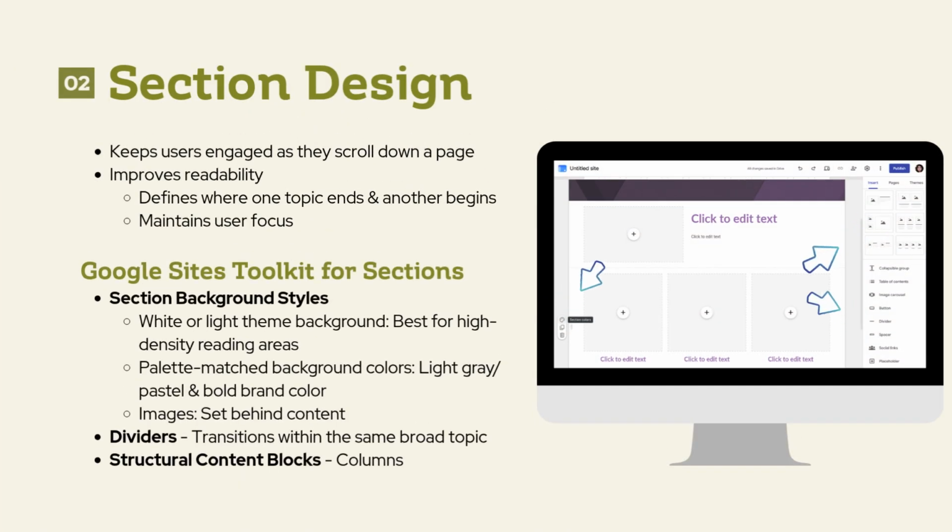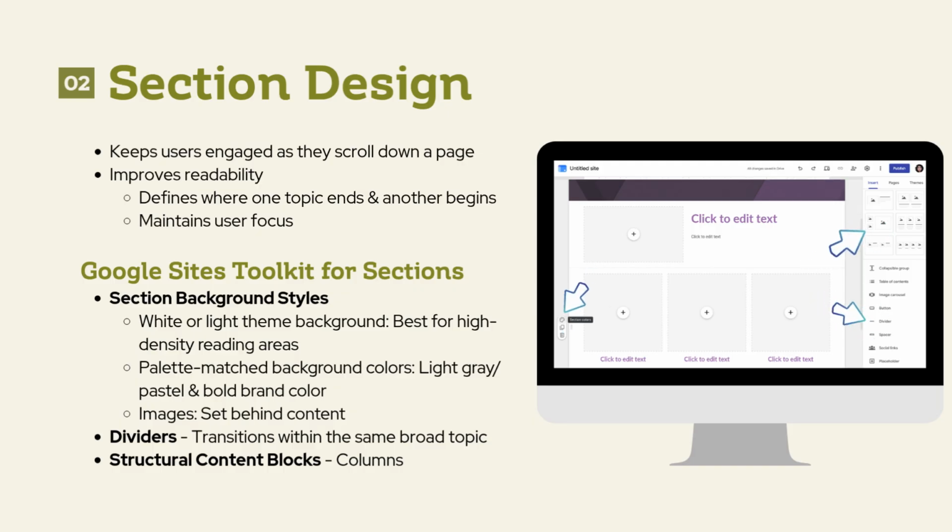After the overall site architecture is mapped out, let's look at the actual building blocks of a page. Section design. When a user scrolls down a web page, good section design serves a critical role. It keeps users engaged as they move down the page and significantly improves readability. Think of sections as paragraphs in a book. They define exactly where one topic ends and another begins, which helps maintain your users' focus so they don't get overwhelmed by a massive wall of text.